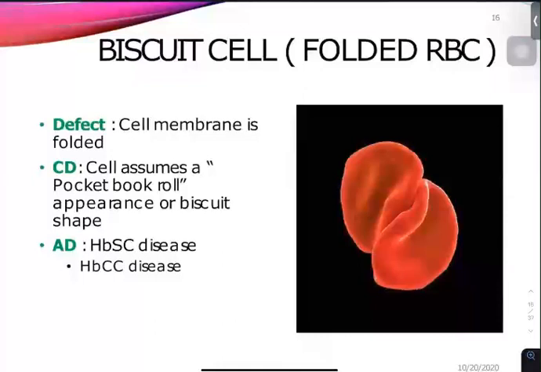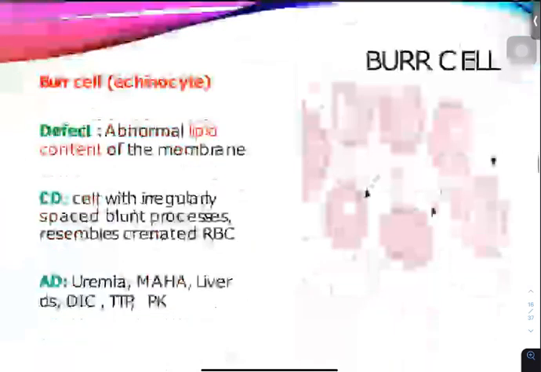Next is your biscuit cell or your folded RBC. So your folded RBC, the defect is the cell membrane. Okay? Usually seen in your hemoglobin SC and C disease. Okay? Usually mukha siyang naka-roll. Nakatiklop. Nakatiklop yung RBC niya. Folded cell. Next is your Burr cell.